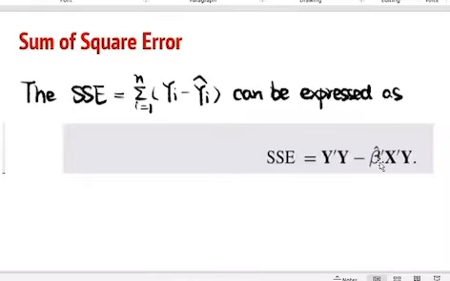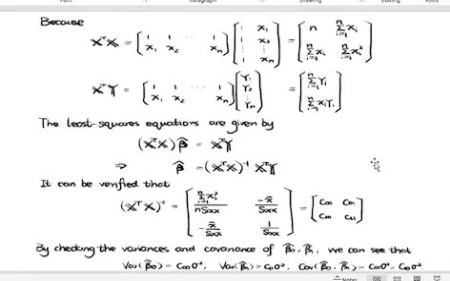Then look at this, beta cap transpose. Your beta cap is beta naught cap and beta 1 cap. When you find the transpose, you're just going to convert row to column. Okay, please take note of that.